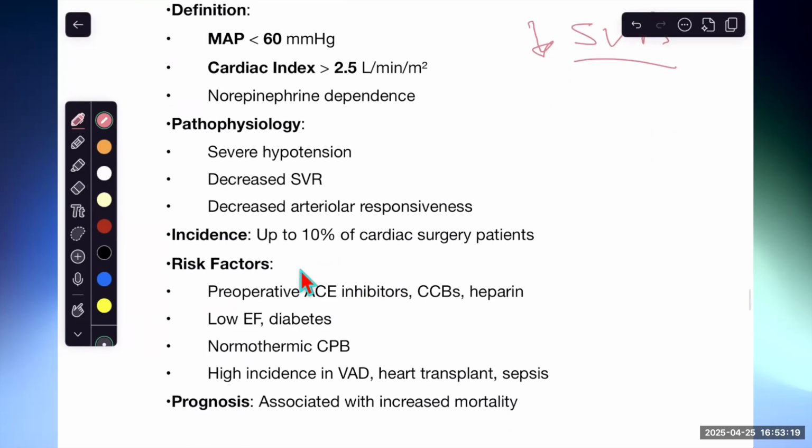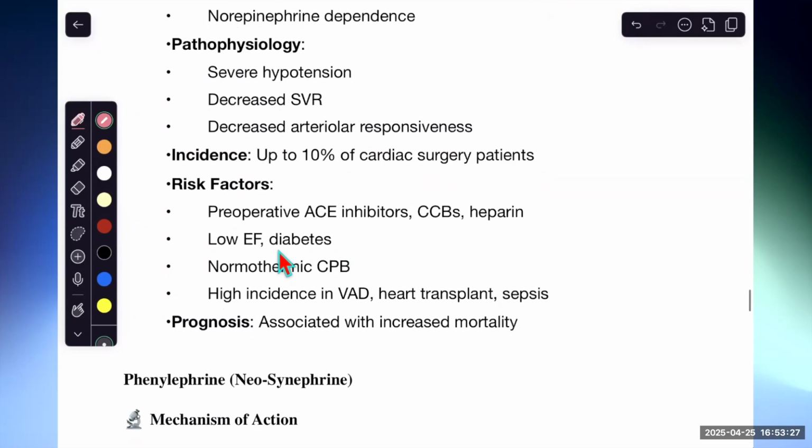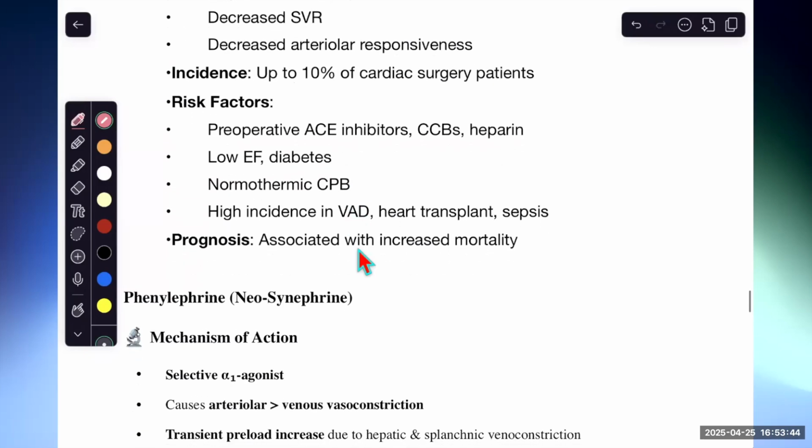Incidence 10%. Who should I anticipate? Patients on ACE inhibitors, especially those who took it in the morning. Of course, diabetes, low ejection fraction, and a lot of other risk factors. Not all these patients get it. Sometimes you have a patient who has all of these, and eventually nothing happens for him. And sometimes you have an excellent patient and he ends up with vasoplegia. So it's just a risk factor. Prognosis is not excellent all the time.